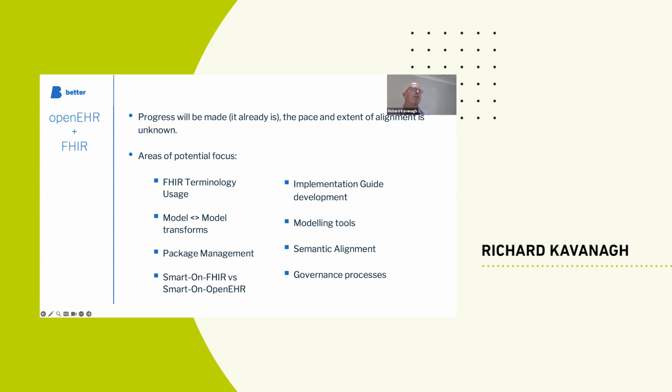Model to model transformations, boy, is that going to be difficult. And that's just because there is a significant semantic misalignment between the FHIR models and openEHR models. It's not to say that nothing can be done, but don't expect a click, it's transformed. The package management, the NPM process within FHIR, people in the openEHR community are thinking, oh, that's useful. So they begin to look at how that could work.